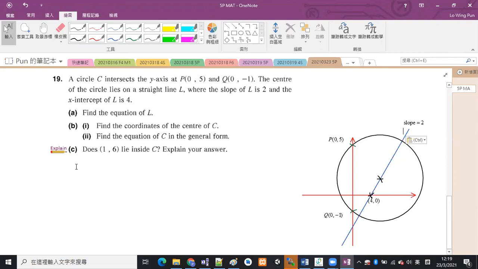Part A, find the equation of L. L is a straight line. I want to find the equation of a straight line. So what do I need? I need a point and slope. Do we have a point on L? Yes. It is 4, 0. This point is lying on the straight line L. Do we have the slope of L? Yes. It is directly given by the question. It is equal to 2.